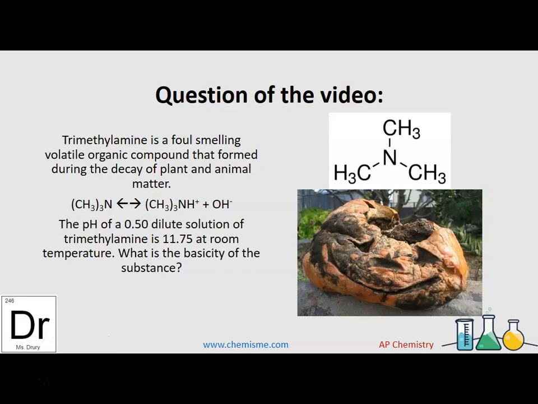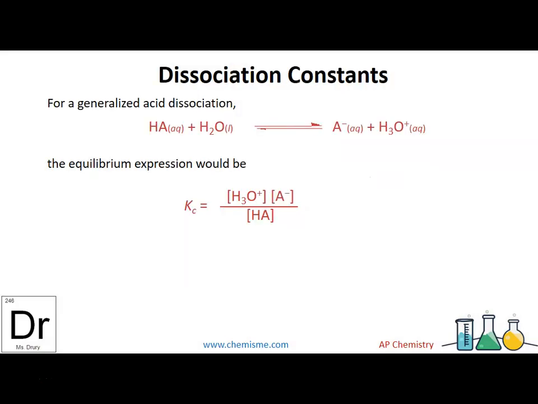The pH of a 0.5 molar dilute solution of trimethylamine in this pumpkin is 11.75 at room temperature. So we want to know what the basicity of the substance is. We can tell it's basic by the pH, but how basic is it exactly? What is the molarity of the base? So we have to go through dissociation constants, or K equation.